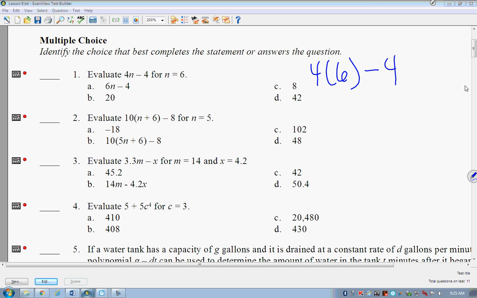Caden, what's 4 times 6? 24. Blayton, what's 24 minus 4? Okay, so we solved our algebraic to numerical expression and got 20. That's fairly easy, right? So far, so easy? Okay, very good.